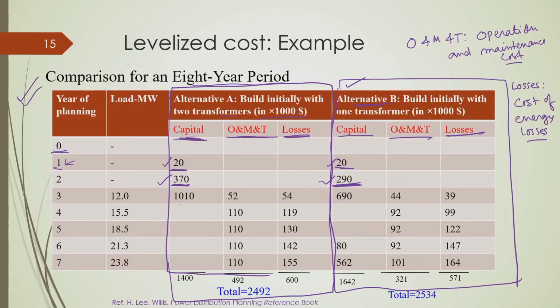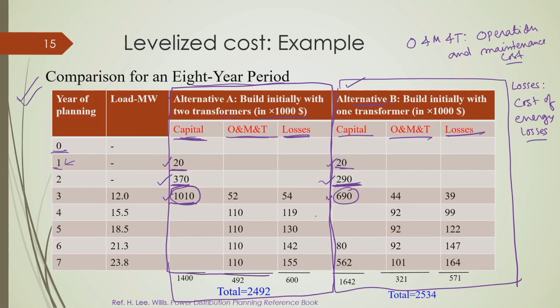So, in the third year you can see in alternative A both transformers are installed and it requires that much capital investment, whereas in alternative B we have installed only one transformer. So, its cost will be less, at least 30% or 40% less. After the first, second and third year both transformers are installed in alternative A, so there is no capital investment cost required after that. Total capital investment cost is $1,400,000.